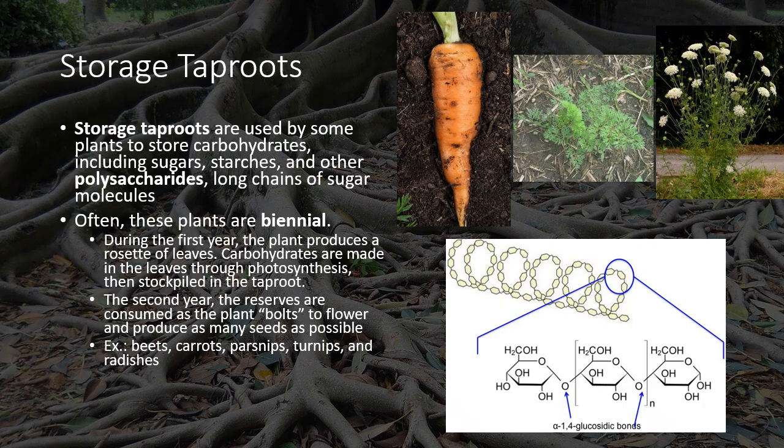The next year, they'll produce some leaves, and then the plant will bolt. When plants bolt, they are rapidly consuming all of their stored carbohydrates to fuel the process of flowering and then to produce as many seeds as possible. There are a lot of our crop plants which will do this, like beets, carrots, parsnips, turnips, and radishes. It's important to harvest those storage taproots before they bolt, because once they've exhausted their carbohydrate reserves, they're no longer tasty and often become quite unpleasant and woody.